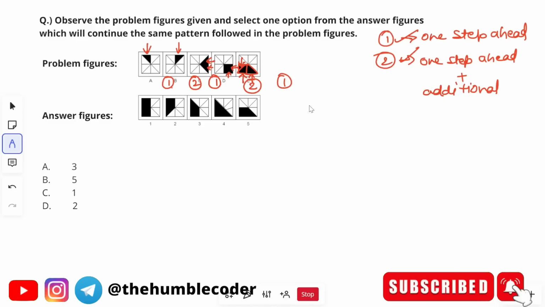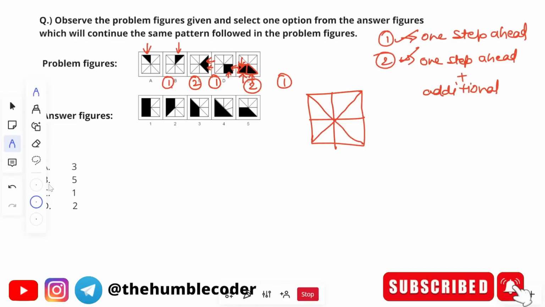Okay, so if we move one step ahead, now let me make this diagram quickly. So see, this is our diagram. I think I have made it correct. So according to our figure number E, which is our last figure, what is the condition that we have? These 3 are filled, right? This one, and this one, right? These 3 are filled. Now our logic is that we have to follow the first pattern. So according to the first pattern, how will our answer figure be?